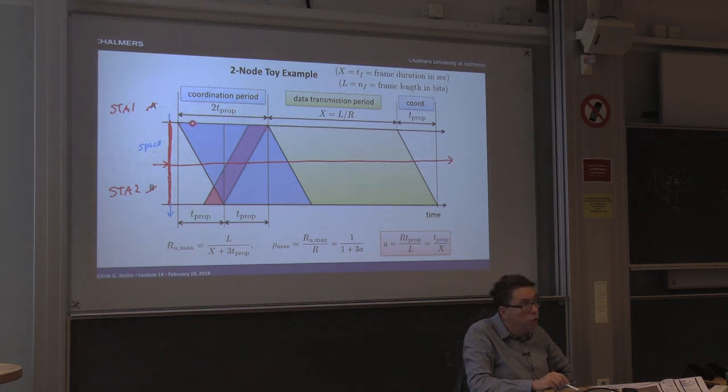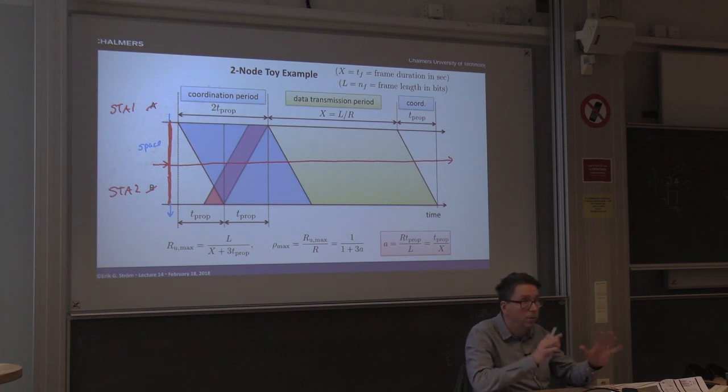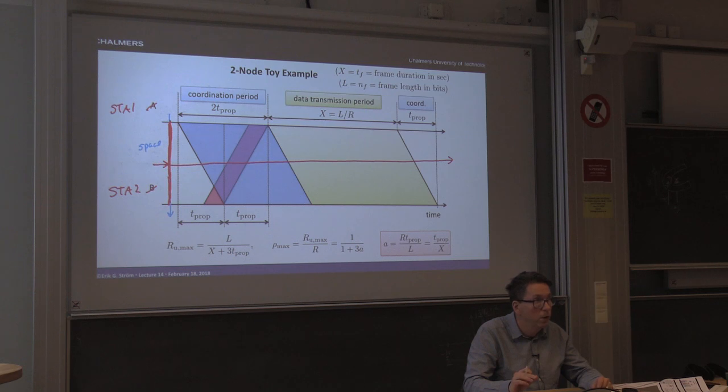It cannot be too short. It has to be at least 2 propagation times here, because otherwise the coordination function, who wins the channel, will not function. In this protocol, at least. We will see later on in more serious protocols that we can do this differently. Good question. Any other question?